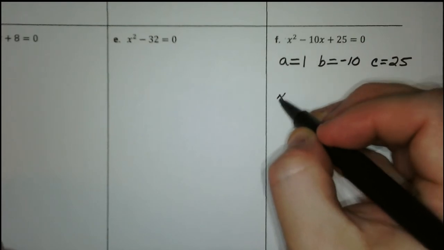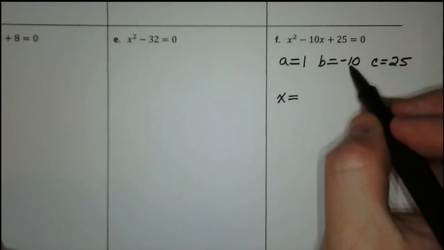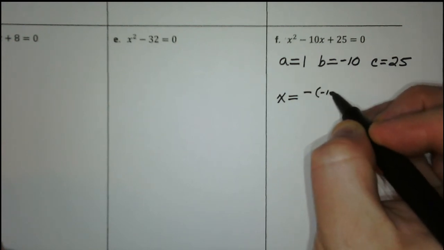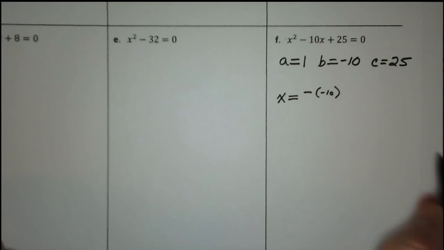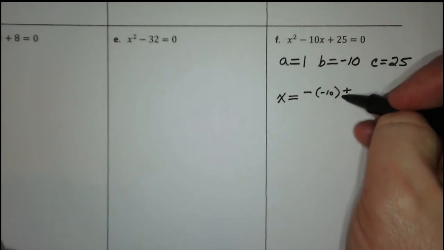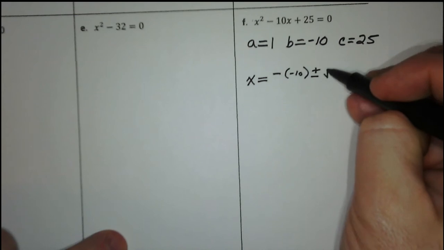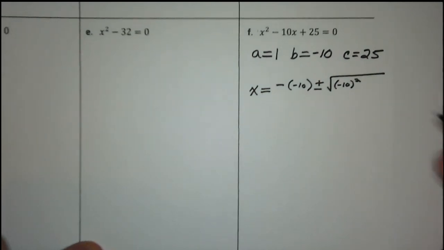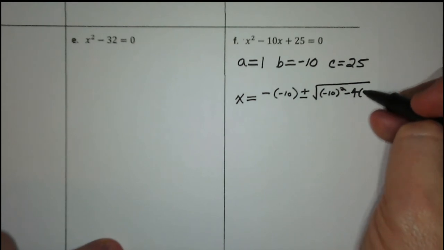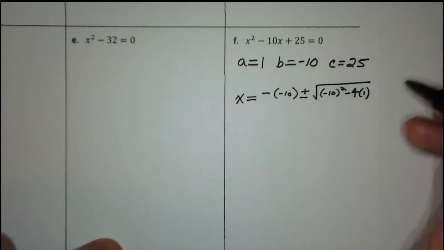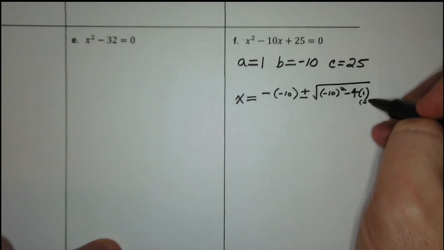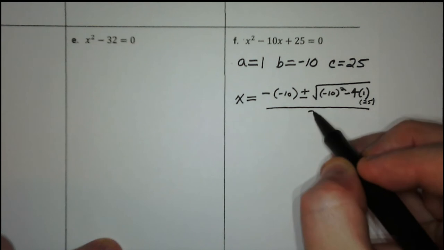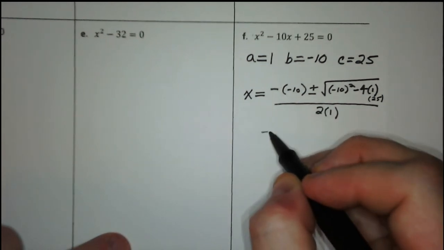So here we go. Plugging these numbers into the formula, b is negative 10, so negative b is negative negative 10, plus or minus the square root of b squared minus 4 times 1 times 25, all over 2a. I can't believe I'm out of room here. Holy schmoly.